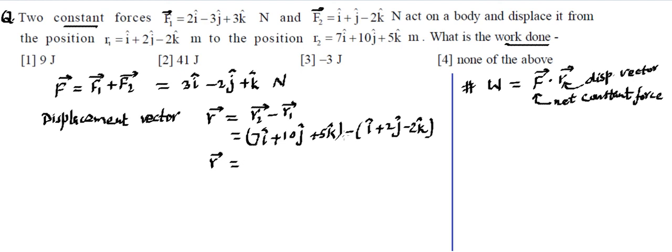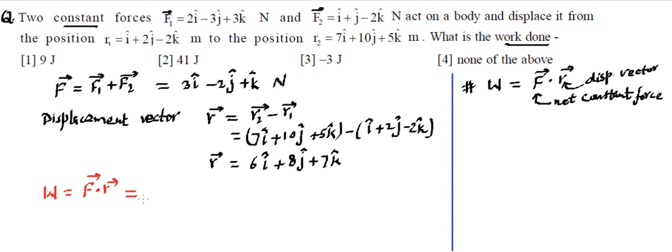So this R displacement vector can be easily identified. It is going to be 7 minus 1, that's 6i cap. Then 10 minus 2, that's 8j cap. Plus 5, and this becomes plus 2, so 5 plus 2 is 7, 7k cap. Now we have two vectors. Here the algebra of vectors that we need to use is the dot product. As per the definition, the quantity that we need to find is the work done, and that work done is F dot R. So we need to perform the dot product, and we have understood how to perform it.